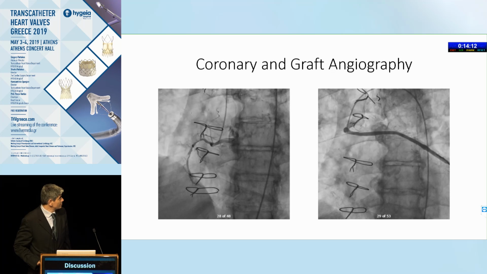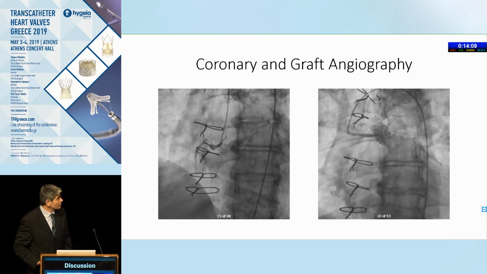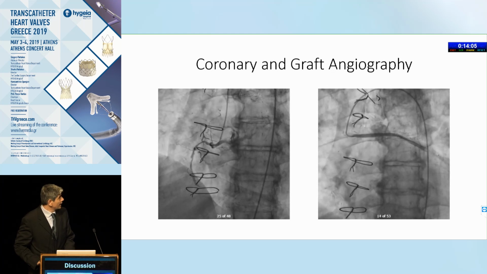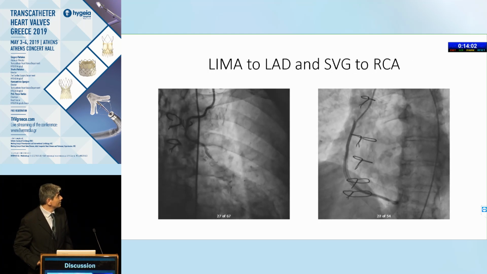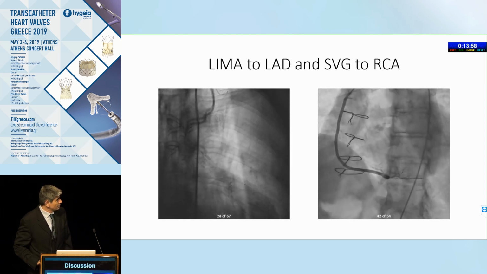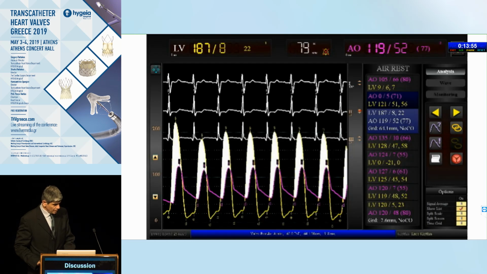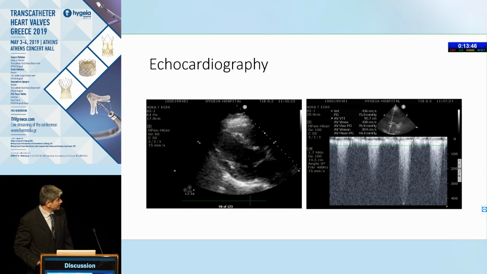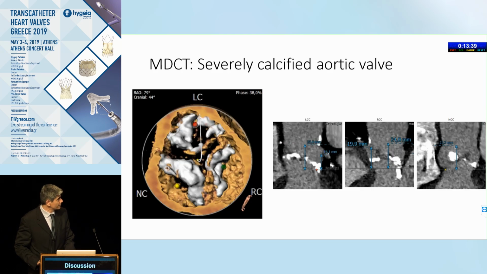This is his angiogram. We see a severely diseased right coronary artery, a patent graft to the diagonal, a patent LIMA with a good runoff, and a patent graft to the posterior descending. And this is his invasive hemodynamics of severe aortic stenosis. Echocardiographic appearance: he had impaired left ventricular systolic function, with typical color and continuous wave Doppler of aortic stenosis.